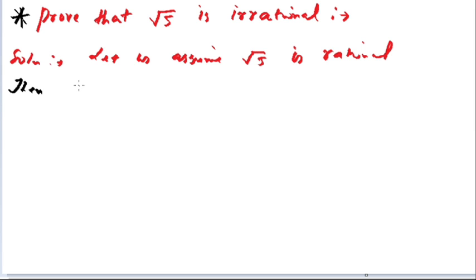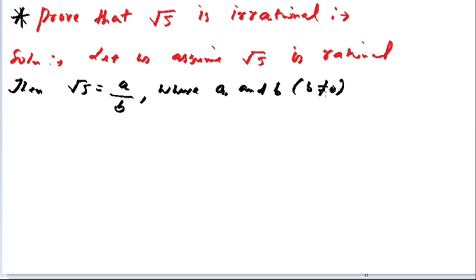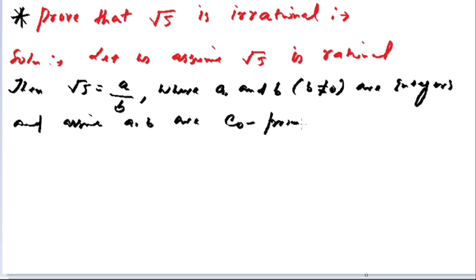क्या होगा? Then root of 5 will be equal to a by b, where a and b, where b is not equal to 0, are integers, and I assume a and b are co-primes.